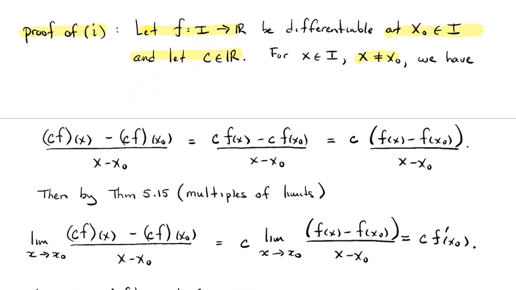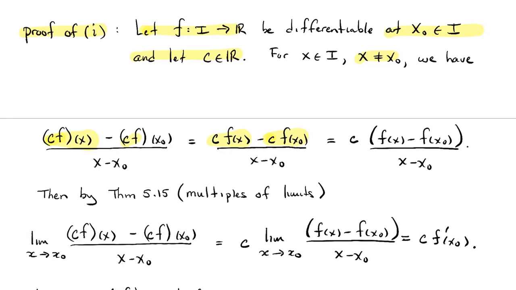My function that I'm trying to show is differentiable is called c times f. So I'm looking at c times f of x minus c times f of x naught. This is just the difference quotient for the function c times f. By the definition, c times f of x is literally c times f of x. You have to hear the parentheses there. Same thing for c times f of x naught.